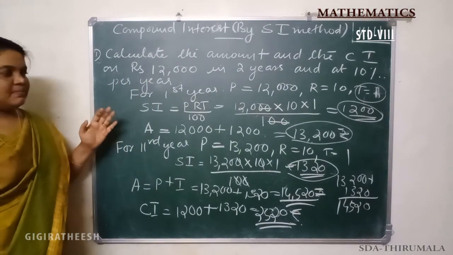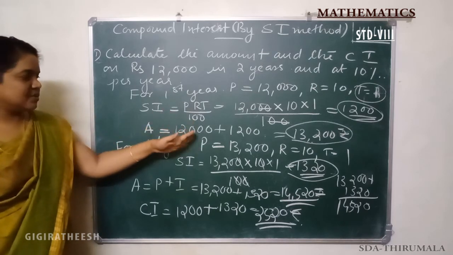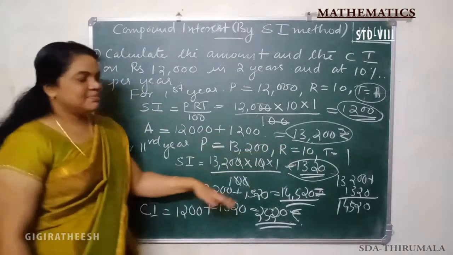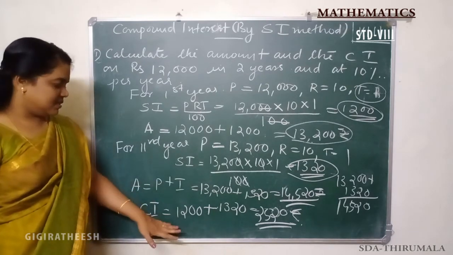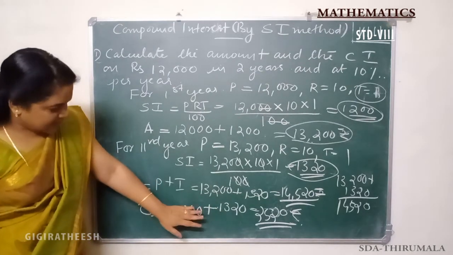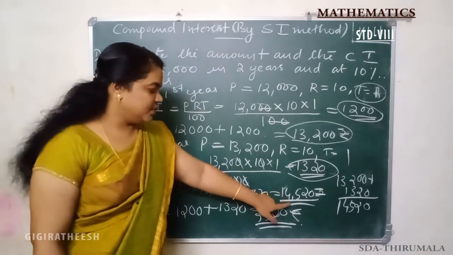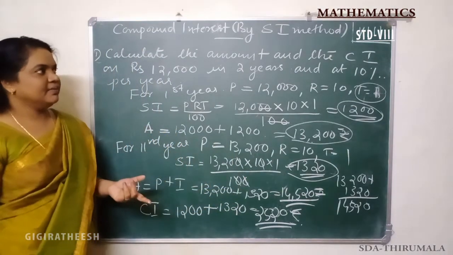For each year we calculate the interest, and then that interest is added to the principal, and this is the principal for the second year. And if it is 3 years, this 14,520 is the amount after 2 years, and this is the principal for the third year. This is the method of finding compound interest.